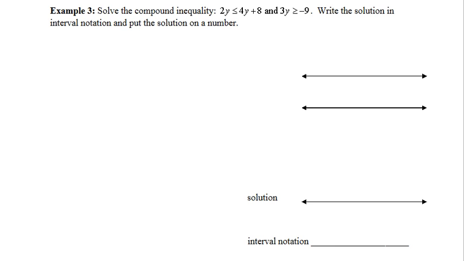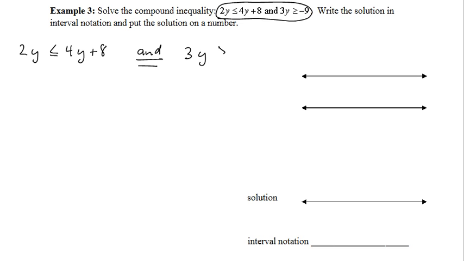Okay, example 3. Let's try this one. Let's go ahead and solve one. Let's solve these two right here. So I've got 2y ≤ 4y + 8. I've got to solve it. The connecting word is "and." I also want to know where 3y is greater than -9.